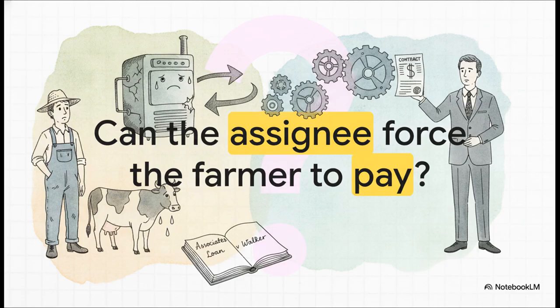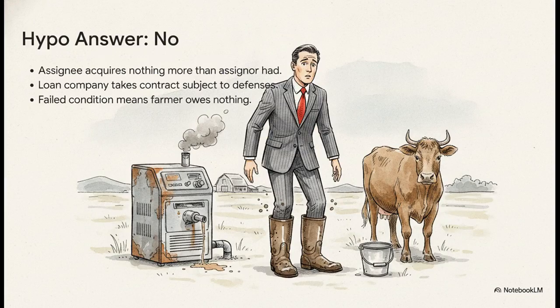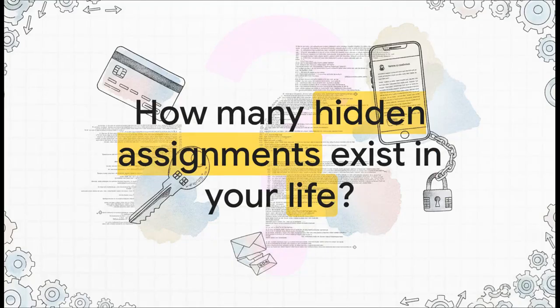Pause for a second and really think about this. Can the assignee, the loan company, force the farmer to pay? And the answer is no. And here is the exact rationale you're going to need for your exam. An assignee simply steps right into the shoes of the assignor. They acquire absolutely nothing more than the assignor had in the first place, and they inherit all the exact same vulnerabilities. Because the original seller was subject to that oral condition that the machine actually had to work, the loan company takes the contract subject to that exact same defense. Since the condition failed, the farmer doesn't owe the seller a dime, which means the farmer doesn't owe the assignee anything either.